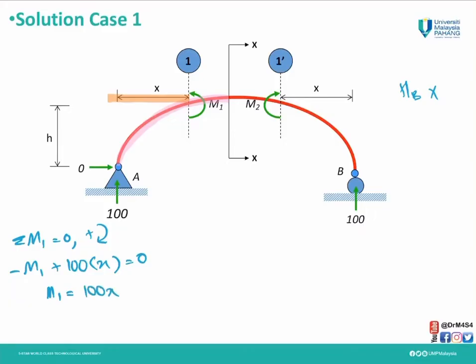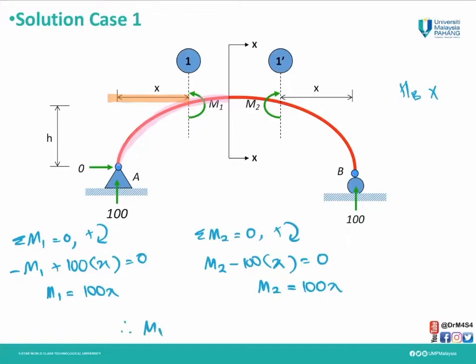So now let's see the right side for M2. We take summation M2 equal to 0, positive clockwise. So M2 is clockwise, so positive, minus 100 times x distance from B equal to 0. So M2 equal to 100x. Therefore, M1 equal to M2 equal to 100x. So once again, once we change the support from pin to roller at B, we have no more horizontal force.